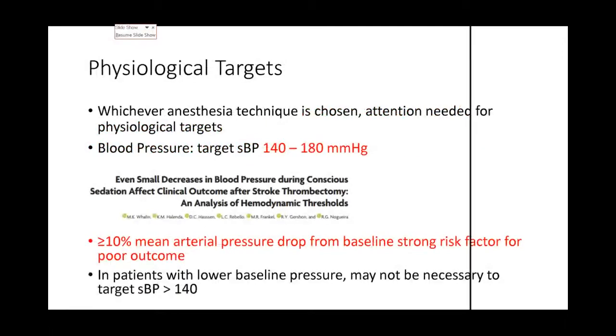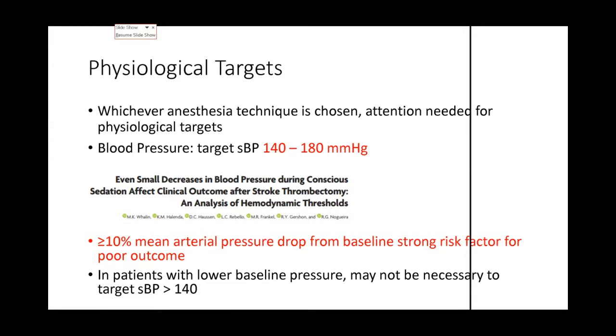So what are the targets that we need to keep? It doesn't really matter which anesthesia technique is chosen. We really need to look at specific targets, and blood pressure is what's been constantly mentioned. The Canadian Stroke Best Practice Guidelines suggest blood pressure targets to be 140 to 180 millimeters of mercury.